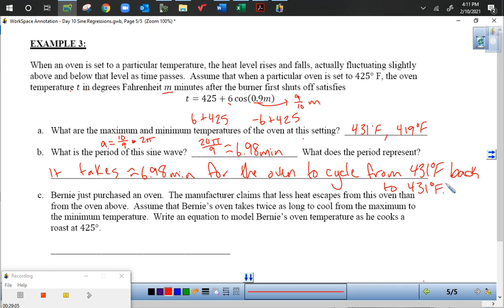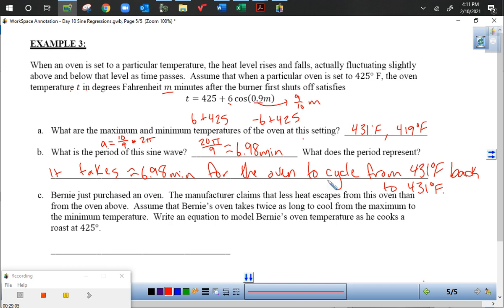And you can use 431, you could use from 425 through the max and min and back, or you can use the minimum 419 to 419. It really doesn't matter there as long as it's a full cycle. That's the real important part.